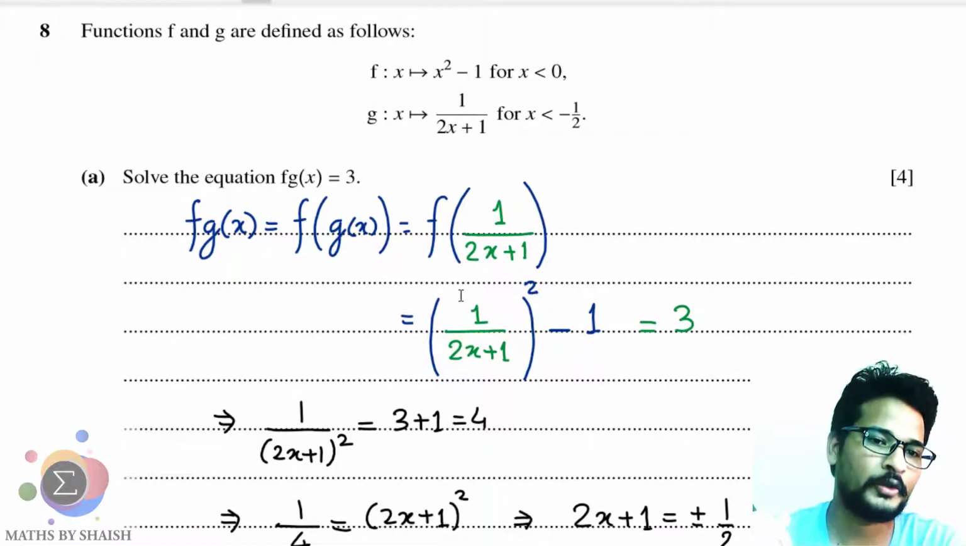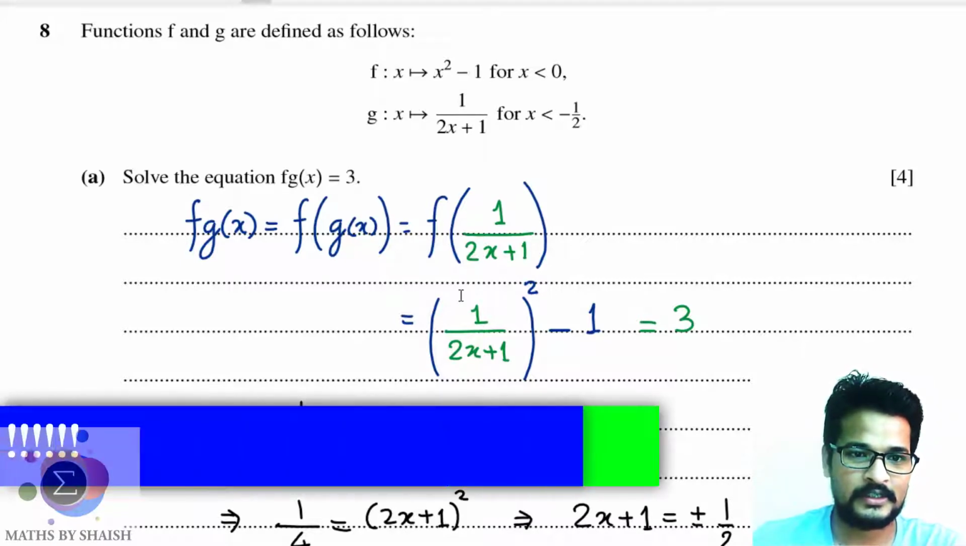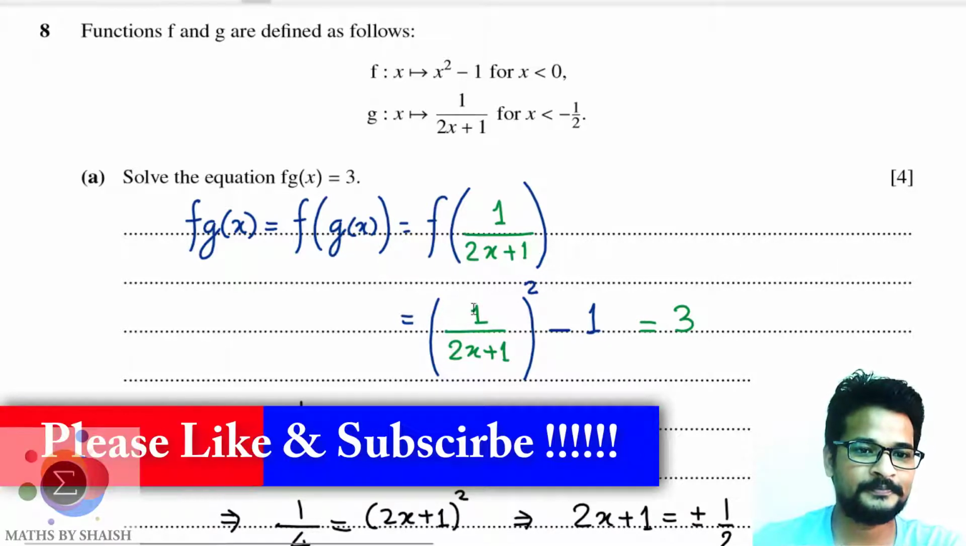Today in this video we are going to discuss the last few questions from May-June 2021 Pure Mathematics 1 solutions, and it is 9709. The component is 13. So let's start with question number 8.